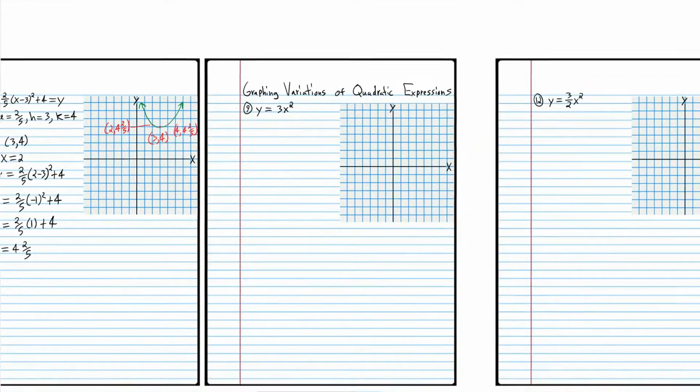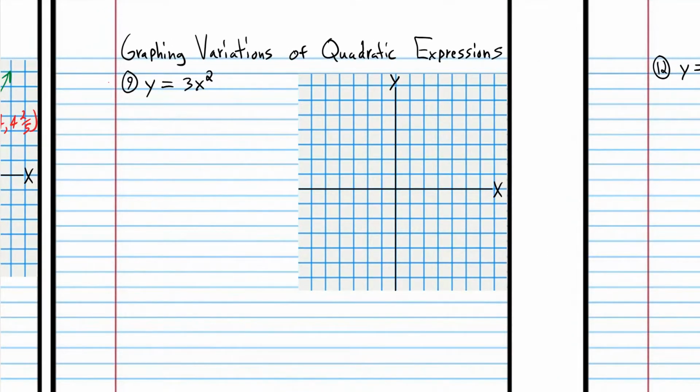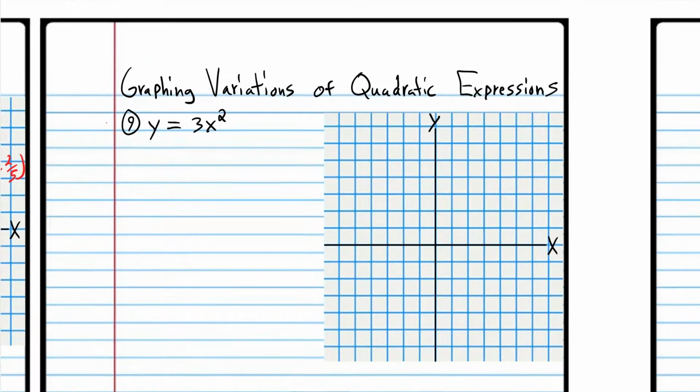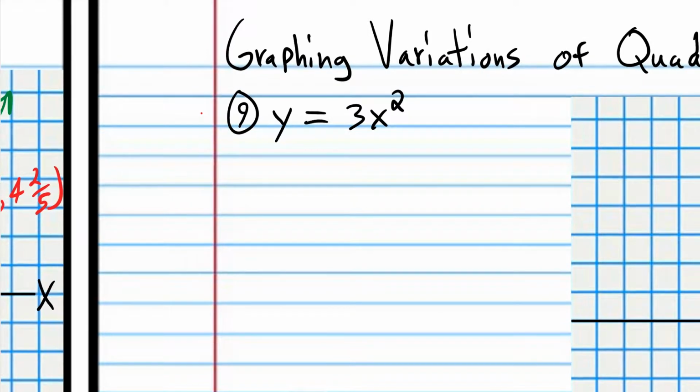Okay, on to number 9. So the previous problems, again, were just using fractions where the numbers were a lot more difficult, but now we're going to do variations of the quadratic expression. So this, for example, doesn't look very familiar, but it's just a variation of what we did in the previous class.